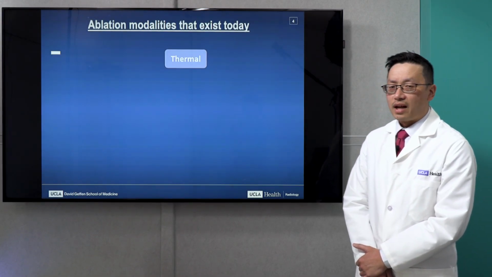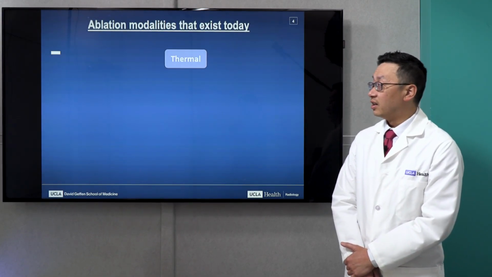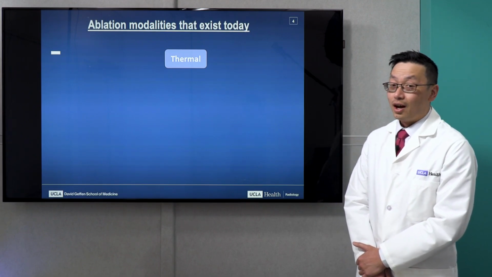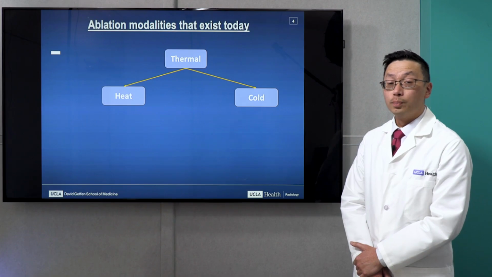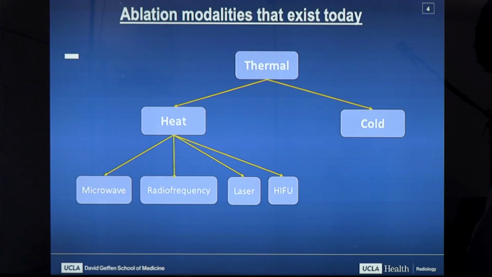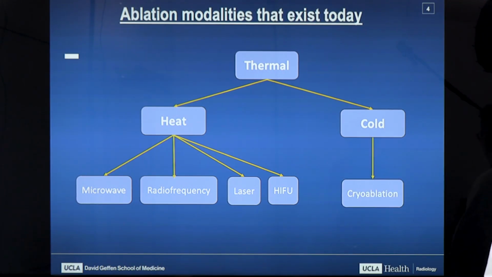So what ablation modalities exist today? There may be many that you've seen from other institutions. Among the thermal ablations, we typically divide them into heat or cold-based ablations. Among the heat-based ablation modalities, the common ones are microwave, radiofrequency, laser, or high-intensity focused ultrasound. Among the cold-based ablations, they include cryoablation, which is like an ice ball. Worldwide, the most common ablation modalities used today are microwave and radiofrequency.